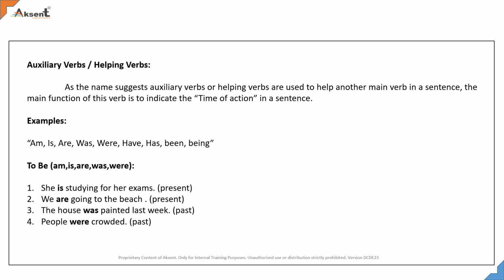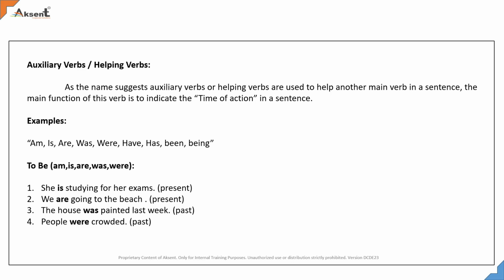So now let's look into some examples. The first example: she is studying for her exams. We are going to the beach. The house was painted last week. People were crowded. So the first two sentences are talking about the present action.